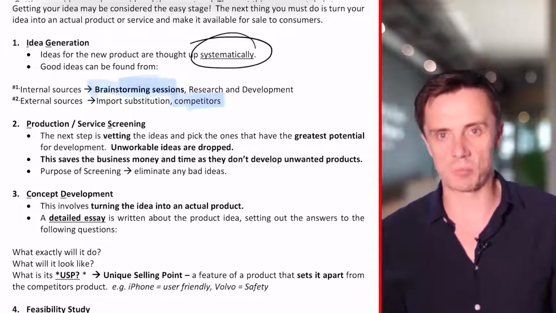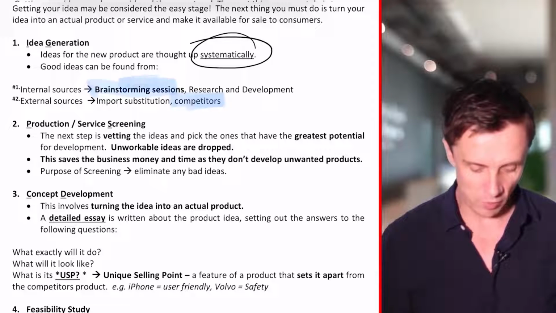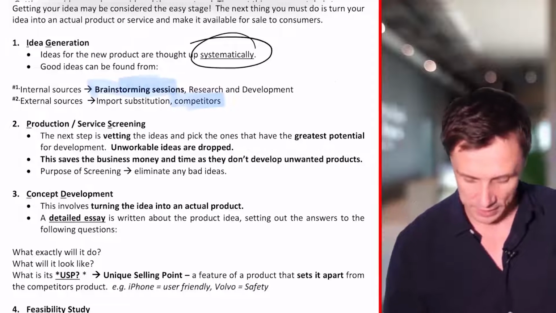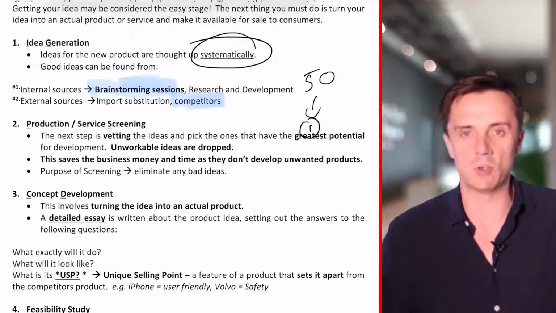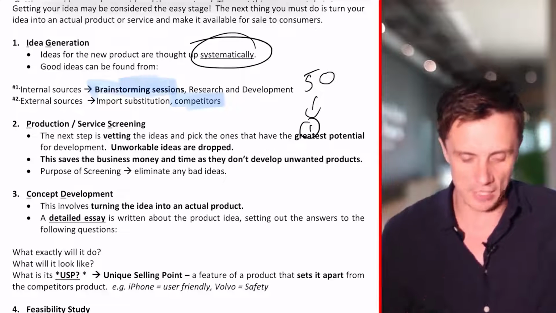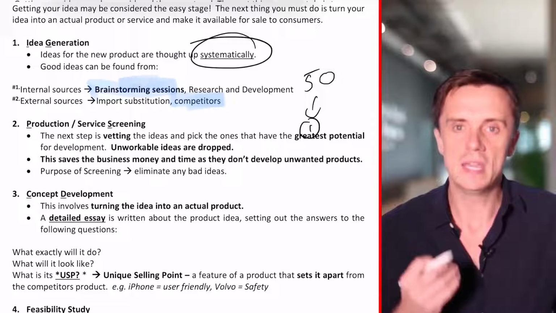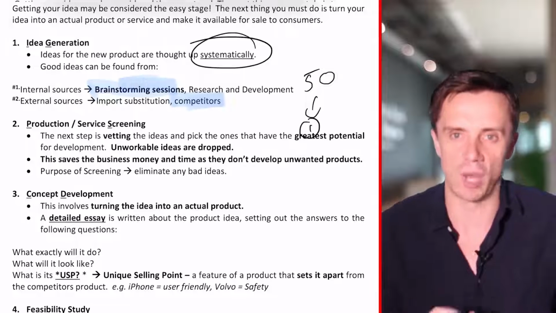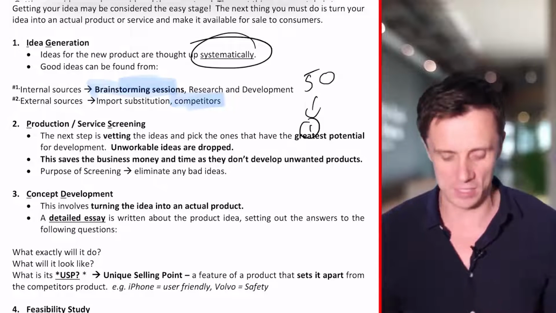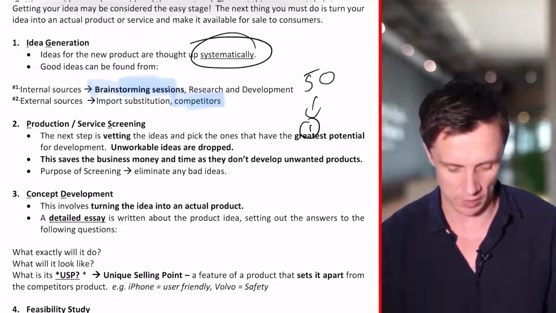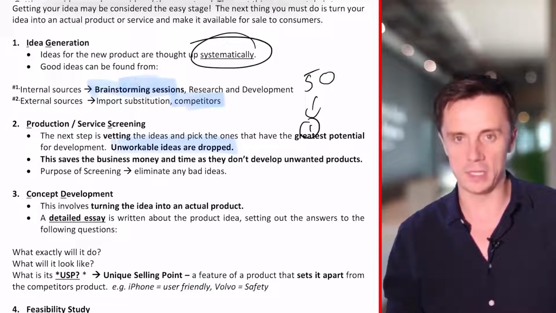So next stage then is product screening. Imagine we've now come up with, let's say, 50 ideas. Well, then our job is to screen down and pick the idea with the most potential. So that's what screening is. And the big thing you need to stress here is you say that any unworkable ideas are dropped. You throw out any ideas that just won't be profitable or won't make any sense for the business. That's what you're doing in the screening process, right? Any unworkable ideas are dropped.